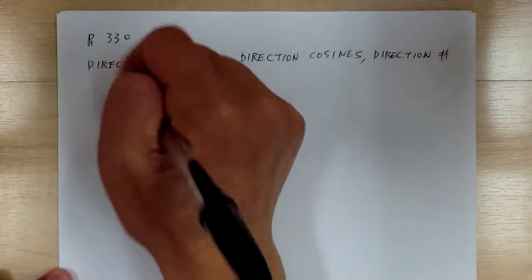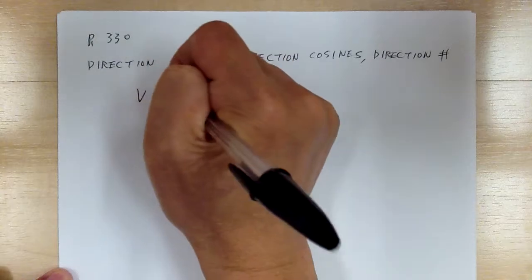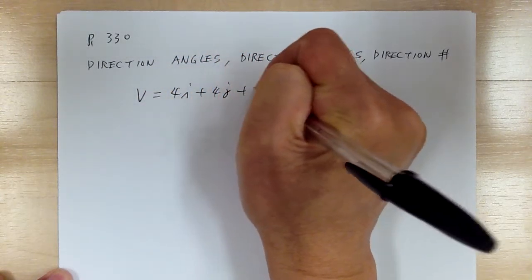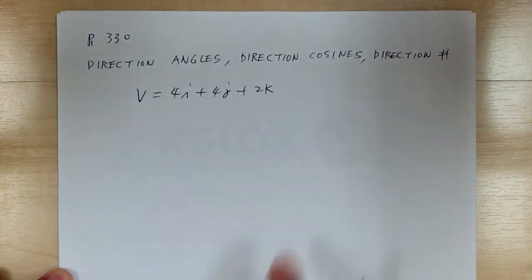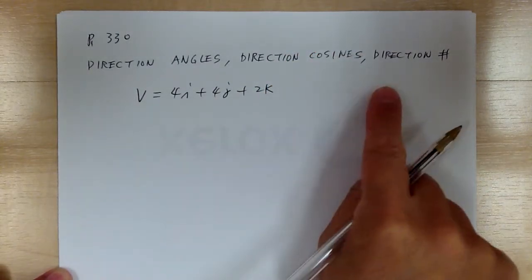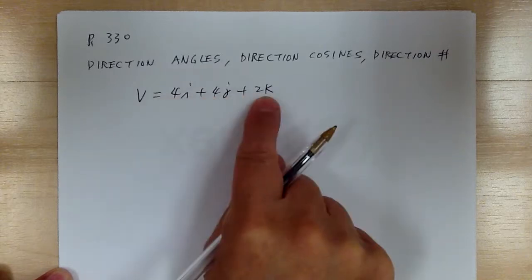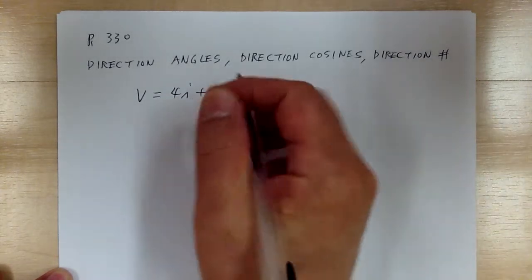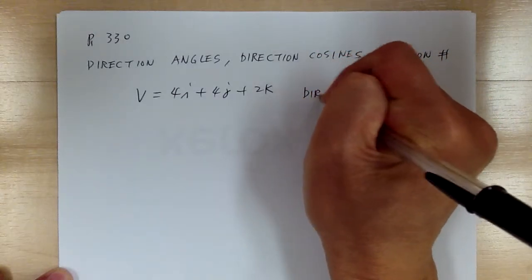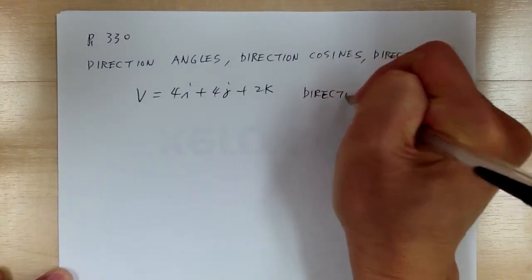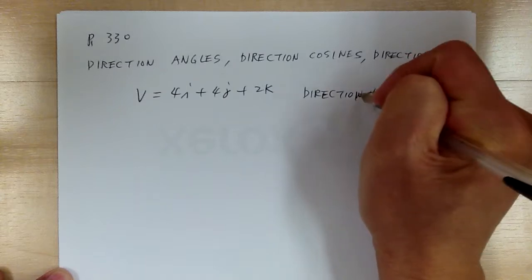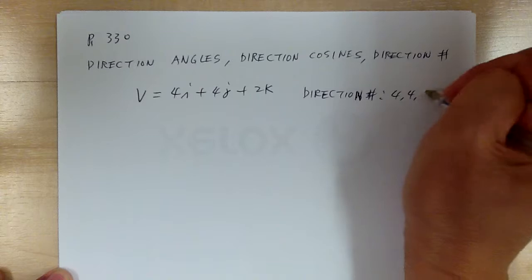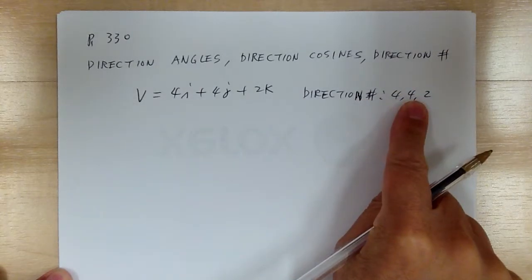Let's say you have a vector equal to 4i plus 4j plus 2k. In this vector, your direction numbers are 4, 4, and 2. Those are your direction numbers.